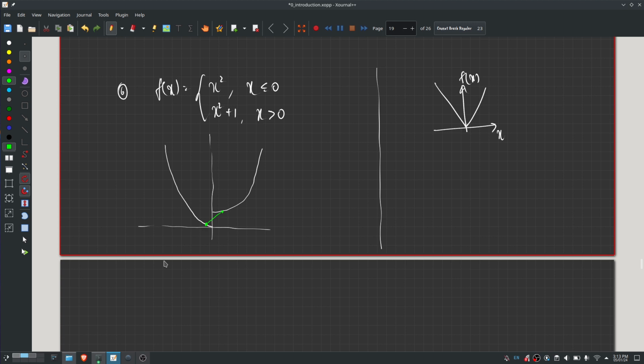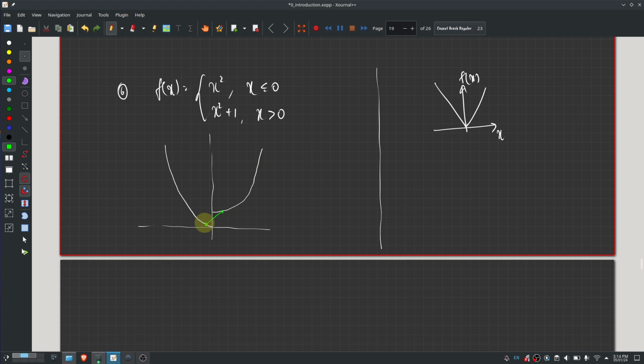Right, so it's not differentiable. Yes, it's not continuous, so it can't be differentiable. So it's not differentiable only at one point, right? Just one single point, and that's enough to change convexity properties.